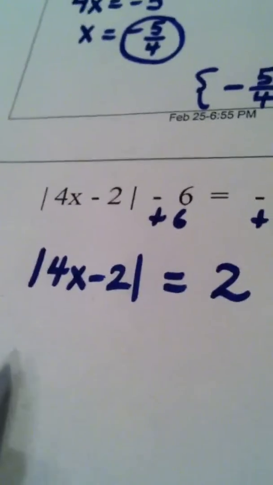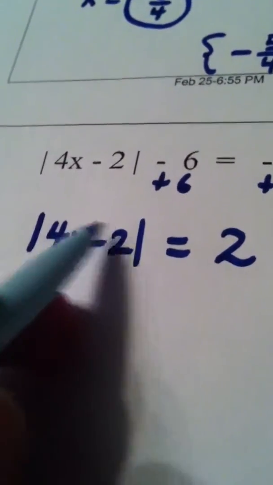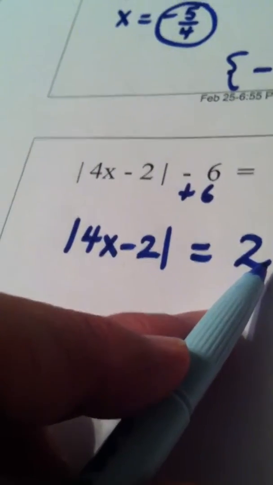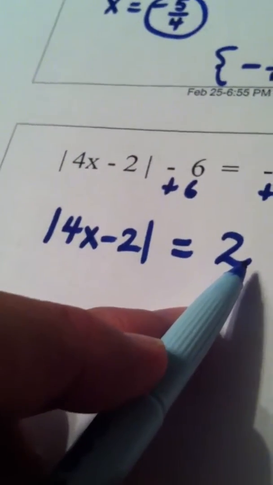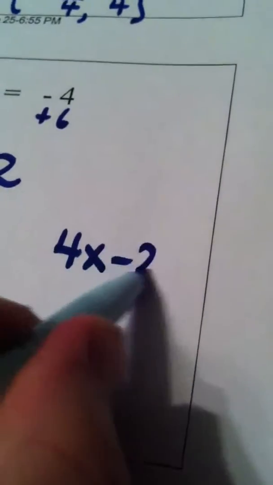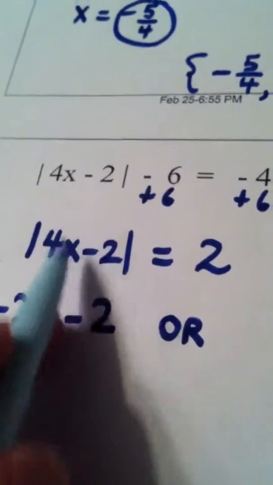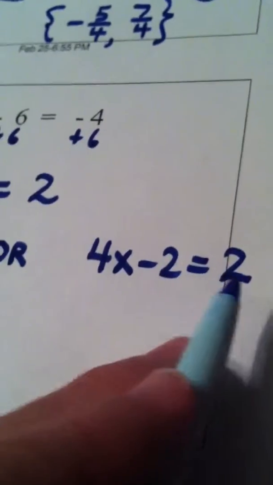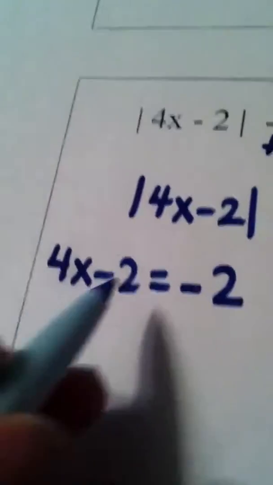Now you ask yourself the question, okay? If this quantity is located at a distance of exactly 2 blocks away from 0, where am I? Well, if I'm 2 blocks away from 0, 4x minus 2 is either sitting on top of a negative 2, or, and the word or is important, 4x minus 2 is sitting on top of positive 2. So there are two ways absolute value of something can be 2. If it's equal to negative 2 or if the thing is equal to positive 2. And now you solve the cases.